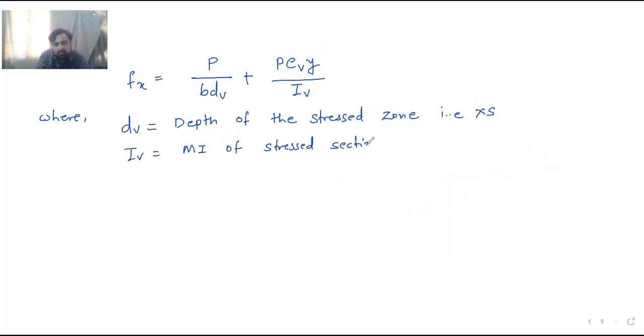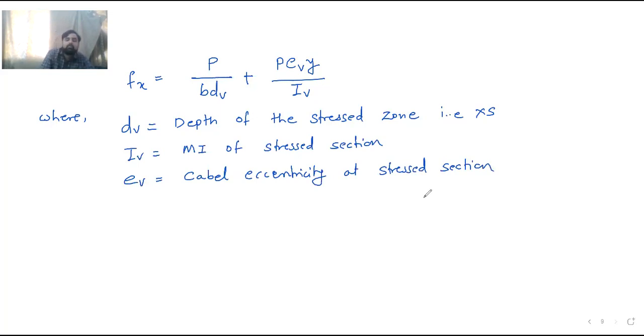That is, it will be the same, BD cube by 12, if a rectangular section is there. If an I section or T section is there, then you have to calculate that. Okay, so moment of inertia of the stressed section. Then EV is the cable eccentricity, cable eccentricity at the stressed section. From the centroid, we can measure the eccentricity.